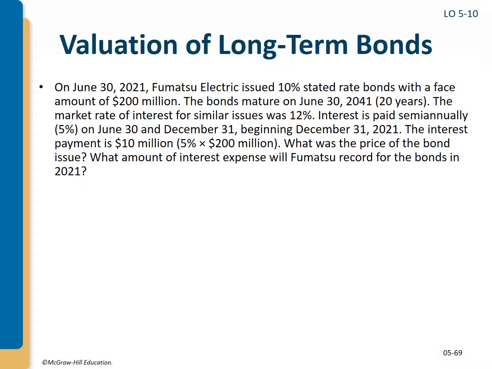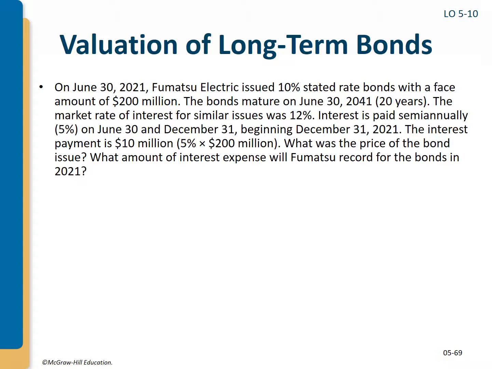So let's take a look here. June 30th, 2021, Famatsu Electric issued 10% stated rate bonds with a face amount of $200 million. So 10% is the interest rate we use to calculate the amount of interest that will be paid to the bondholder. The $200 million is the face amount or par value that is used to calculate the interest. The bonds mature in 20 years. The market interest rate for similar issues was 12%.